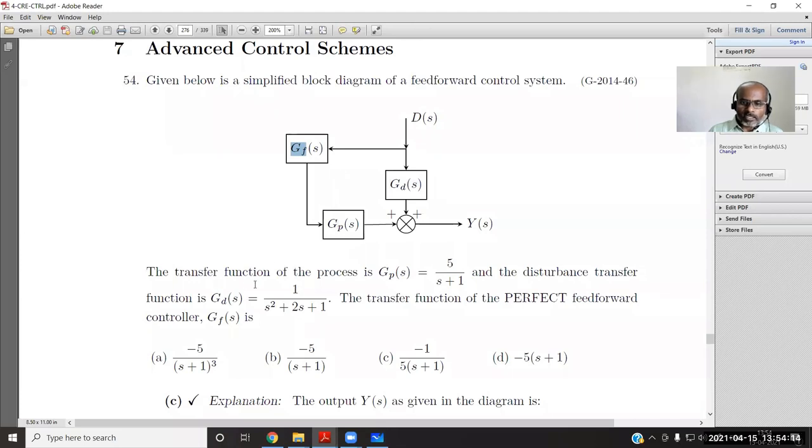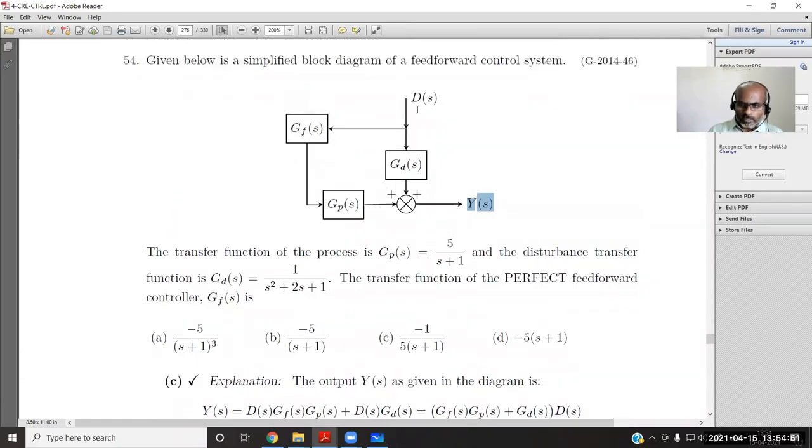Okay, let us read the problem. The transfer function of the process is, say, a first order process, and the disturbance transfer function is a second order relation. How the disturbance affects the process is given by a second order relation. What is the perfect transfer function for the feed forward controller, so that you don't see any variation in the output? Say there is a disturbance entering. In spite of any disturbance, the Y should remain constant. That is the objective.